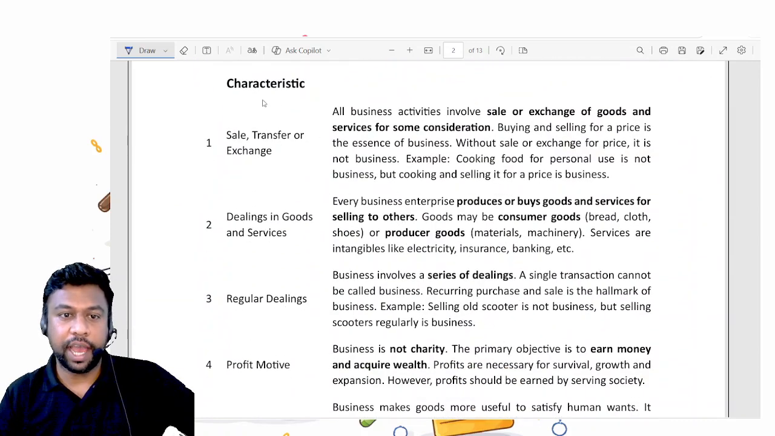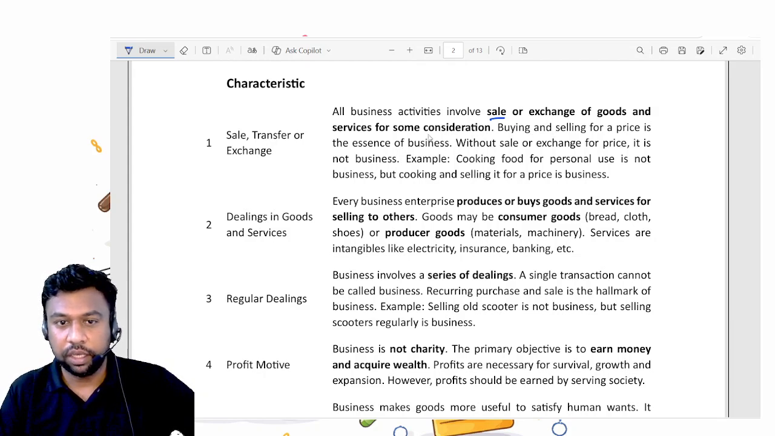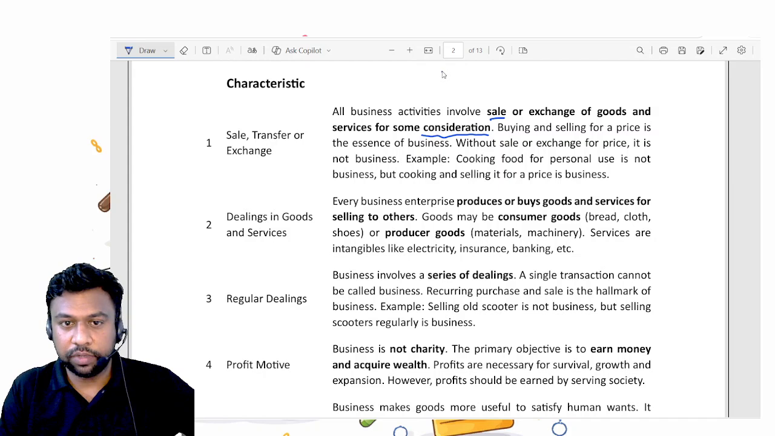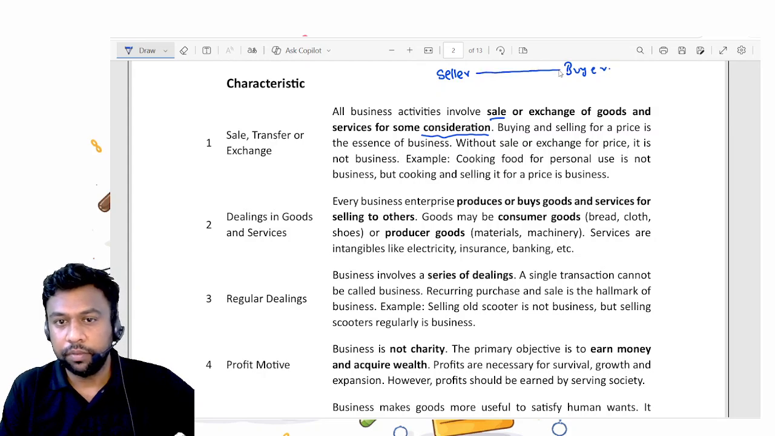Now we will see characteristics of business. First is sale, transfer or exchange. All business activities involve sale, that is buying and selling of goods and services for money, or exchange of goods and services for some consideration. Now, exchange of money is quite a narrow term. Let us say there is one seller and there is one buyer. This seller is giving you a product.